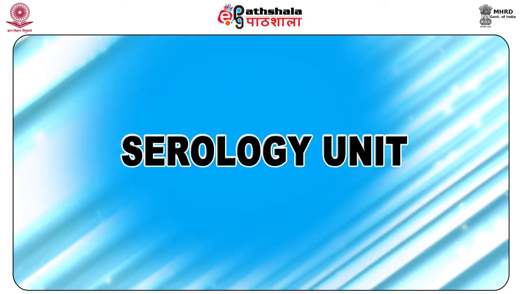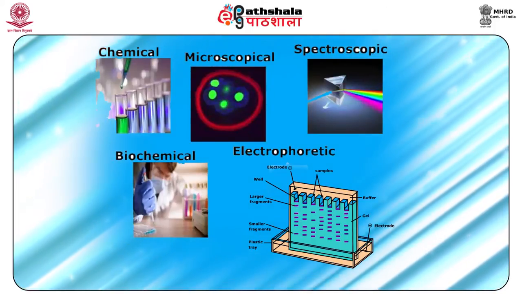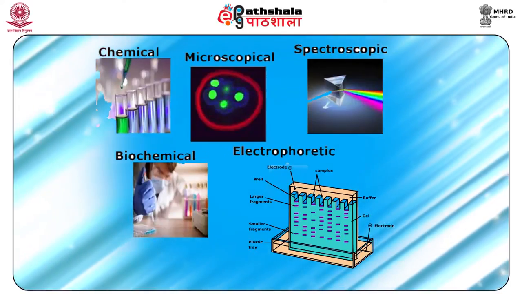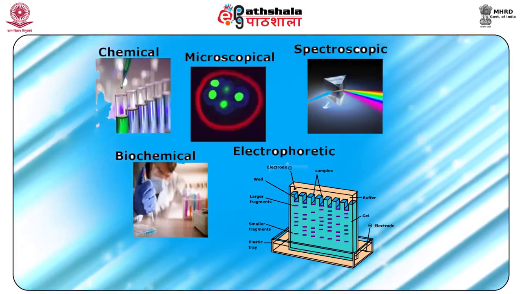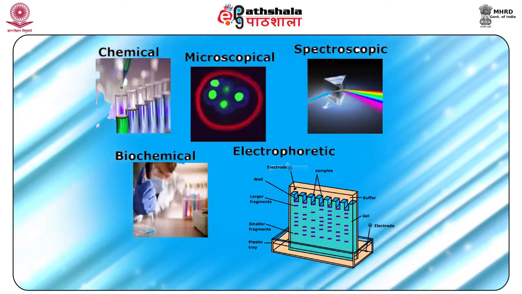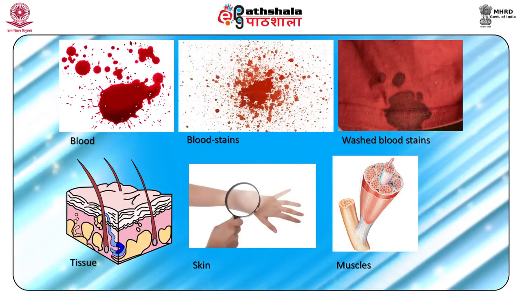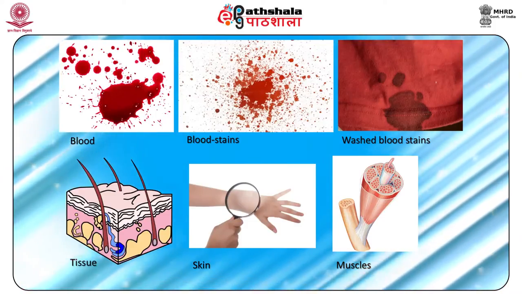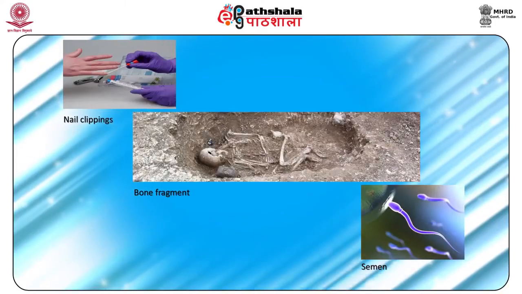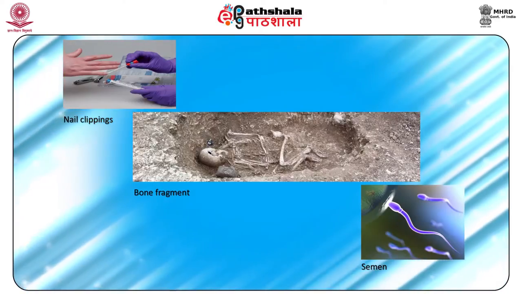Let's have a look at the serology unit. After the identification, the biological evidences are forwarded to the serological unit for chemical, microscopical, spectroscopic, biochemical, and electrophoretic examination in order to detect the origin. Blood grouping and polymorphic enzyme typing is determined from blood, blood stains, washed blood stains, tissue, skin, muscles, nail clippings, and bone fragments, and semen mixed with other body fluids and their stains.